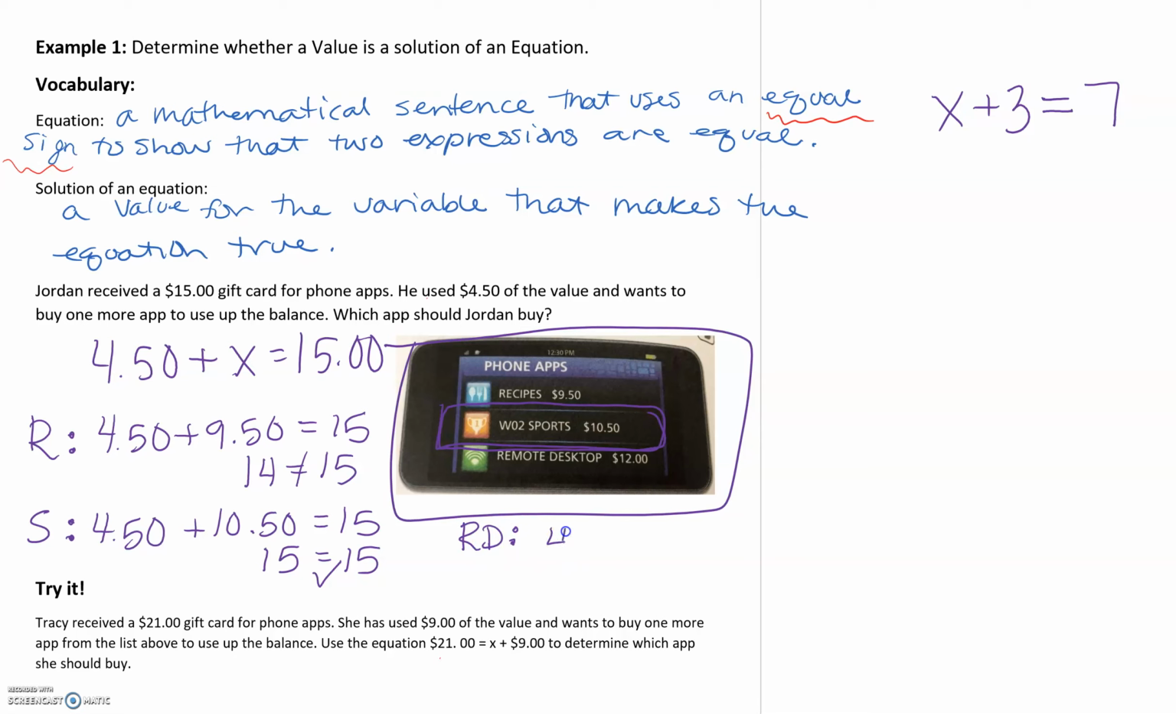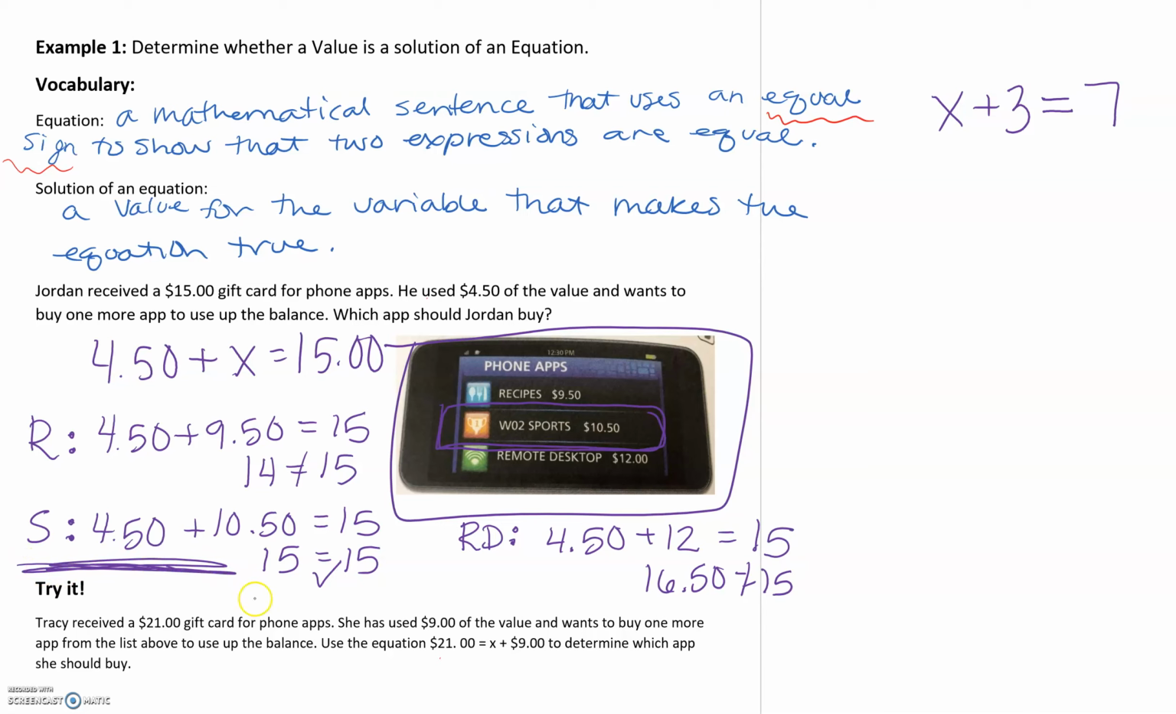So here we have 450 plus 12. Is that going to equal my 15? So I have 450 plus $12. I get $16.50. Is that the same? Obviously not. So they're not equal there. So we know which app would be the best, which would be our sports app right here.